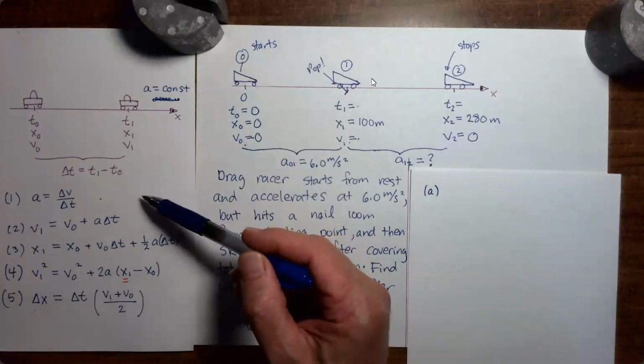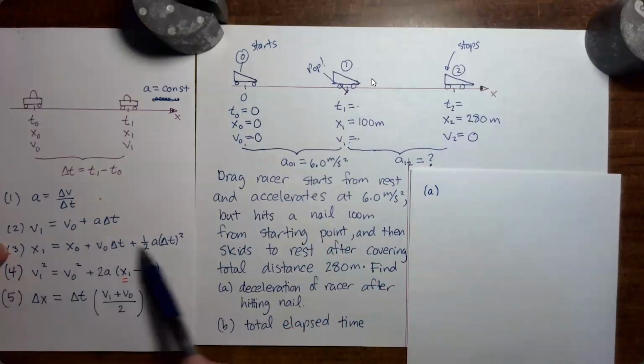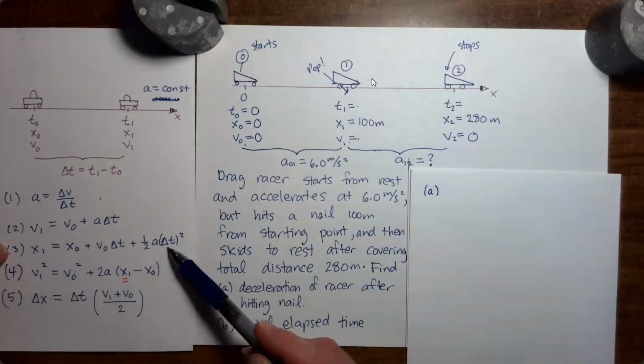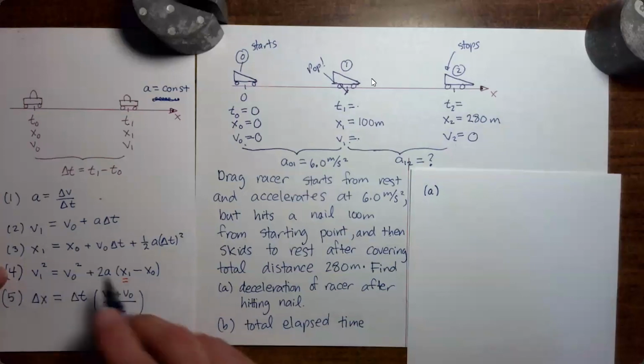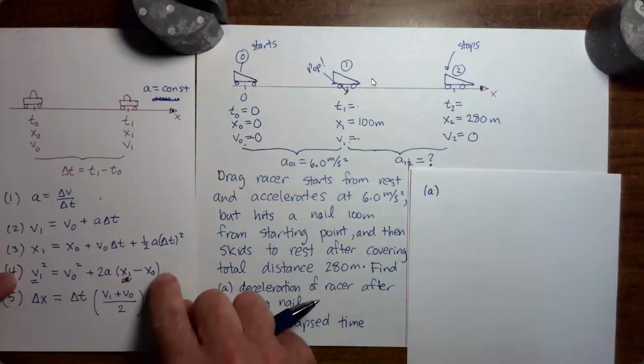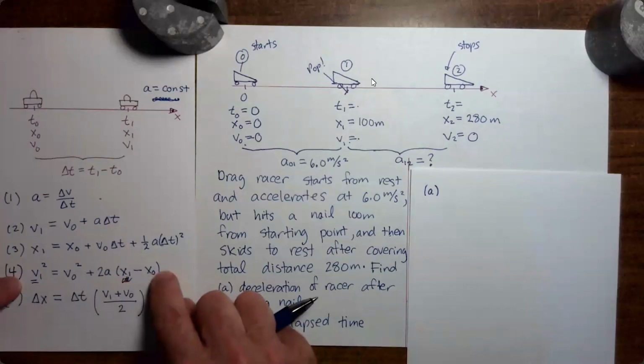Now, if you go down the list here, you'll see that in equation 3, the only unknown is T1. But if you would use equation 3 to solve for T1 right off the bat, there would be a quadratic. So maybe we don't want to use the quadratic formula if we don't need to. Now, if you look at equation 4, we know everything in equation 4 except for V1. So let's just take equation 4 as written and use it to solve for V1.